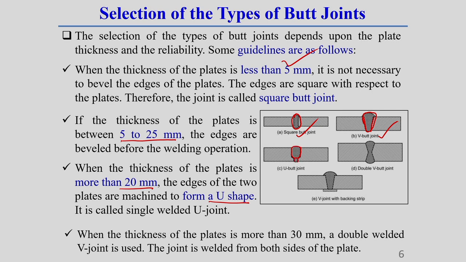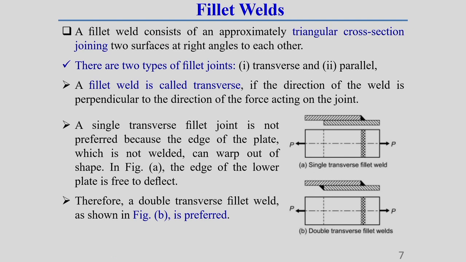Another thing you should keep in mind is when we should use double sided V groove edge preparation, or double V weld. A double V butt joint is generally preferable once the plate thickness is more than 30 millimeter. This joint is generally welded from both sides of the plate, so we can do the weld from the top side as well as from the bottom side. These things you should keep in mind, because this is the procedure we should follow during the welding operation.